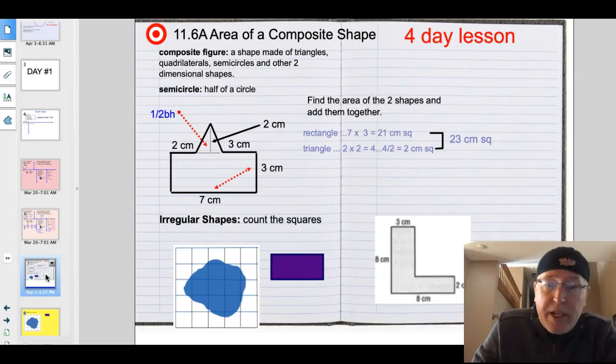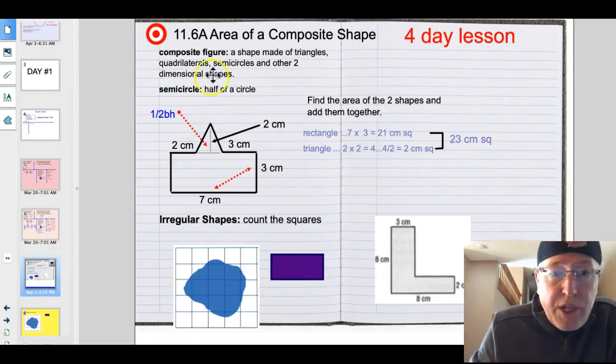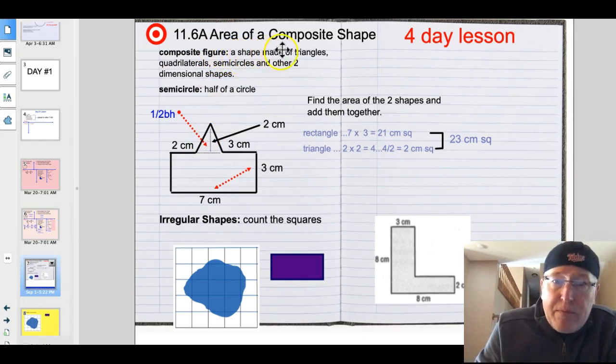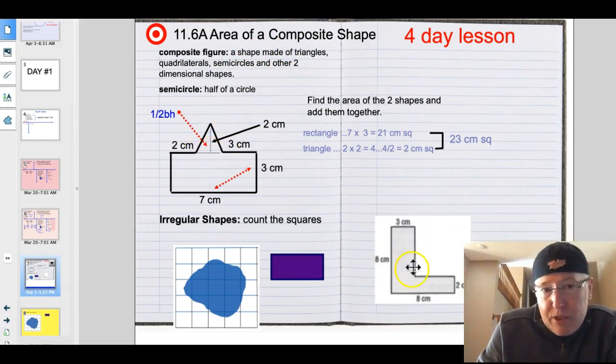All right, today's target, you got to know a couple of words here. You have to know what a composite figure is. A composite figure is a shape made of triangles, quadrilaterals, semicircles, or other 2-dimensional shapes. This one is a composite shape. This one is a composite shape. You also have to know what a semicircle is, and I've already used the term once today. So a semicircle is just half of a circle.